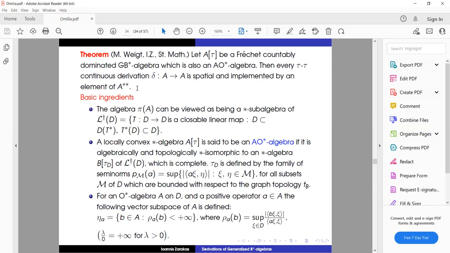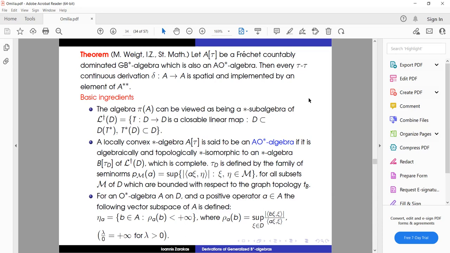As you have probably already seen in the wording of the theorem, the algebra is not just a Fréchet GB*-algebra, it also has to have two other properties. It has to be countably dominated and also an AQ*-algebra. I know that this is perhaps not great, in the sense that we impose more conditions on ourselves, but they were conditions that we needed in the course of proving this result, and it was the best that we could have in that time.